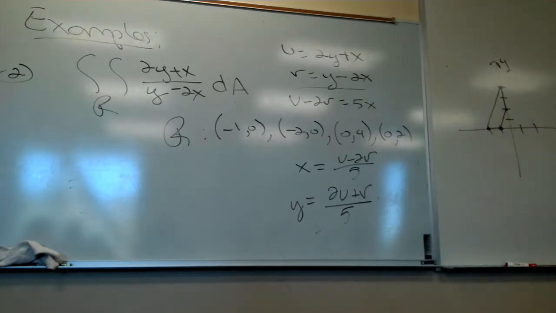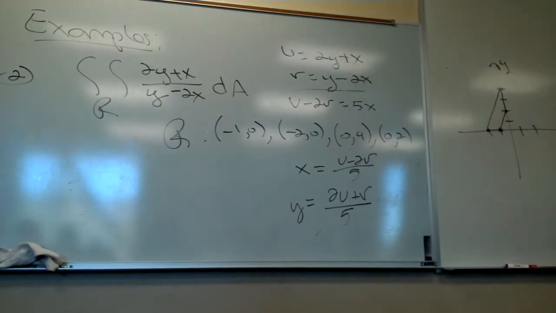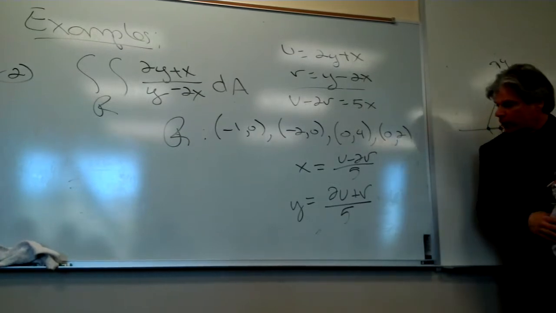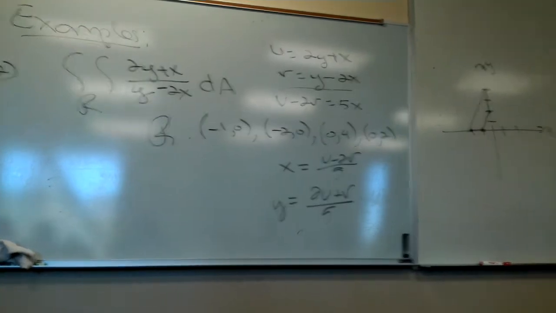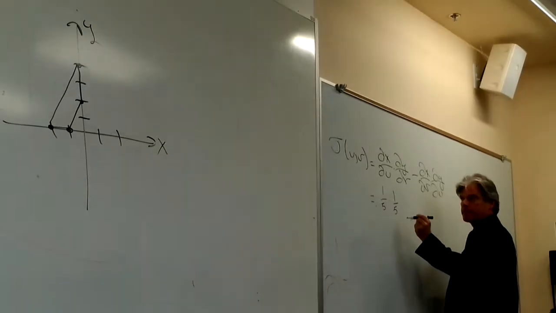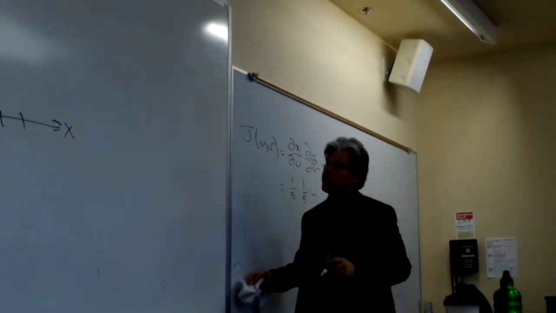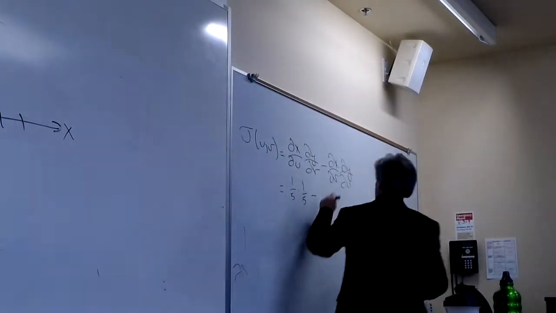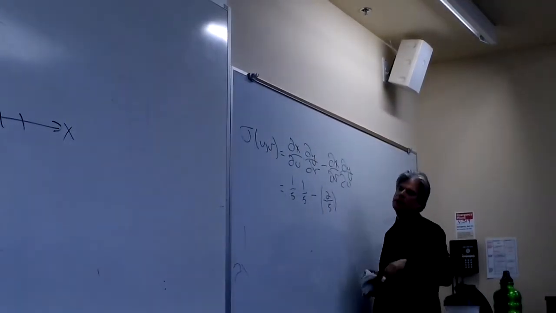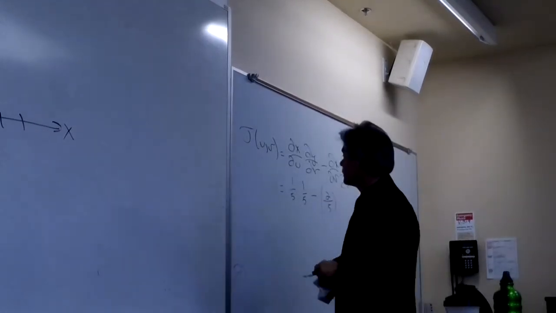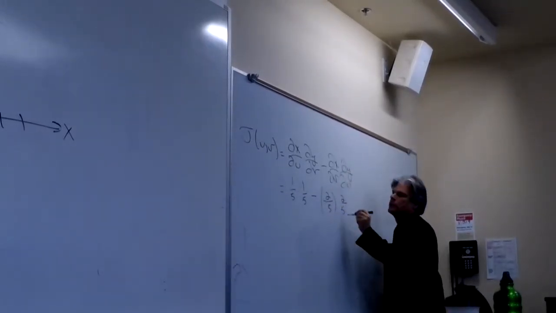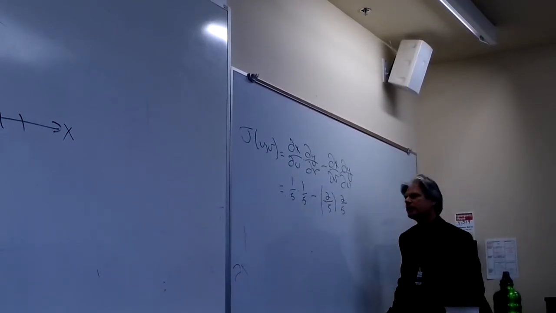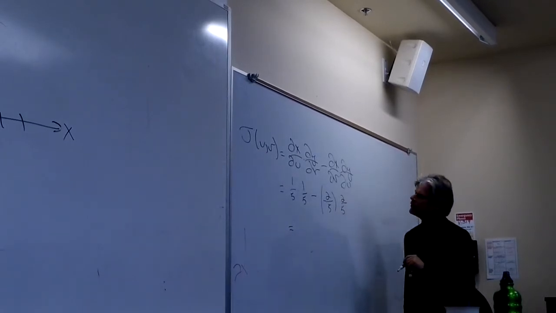I'm ready to come over to my Jacobian. And I think the partial of x with respect to u is going to be nothing more than 1/5, times the partial of y with respect to v, which is also 1/5, minus the partial of x with respect to v. That would be, is that a negative 2/5? Times the partial of y with respect to u, which is going to be positive 2/5. Oh, come on, it can't be that nice. Jeepers, I'm sorry. Is that just simply 1/5?